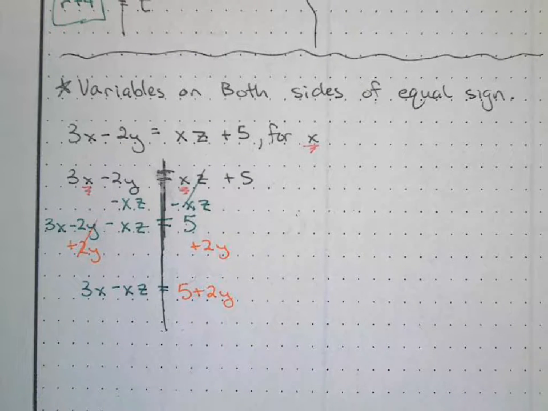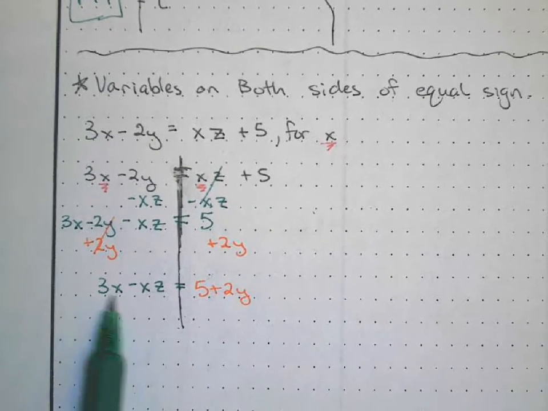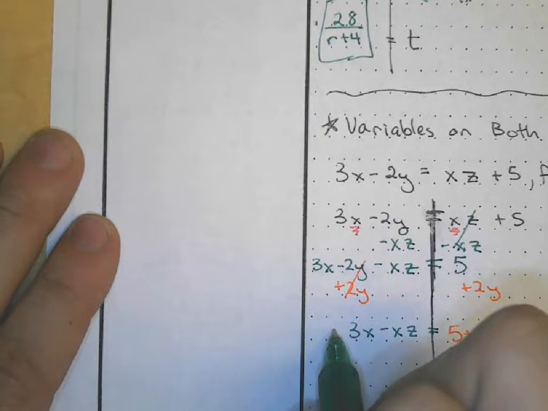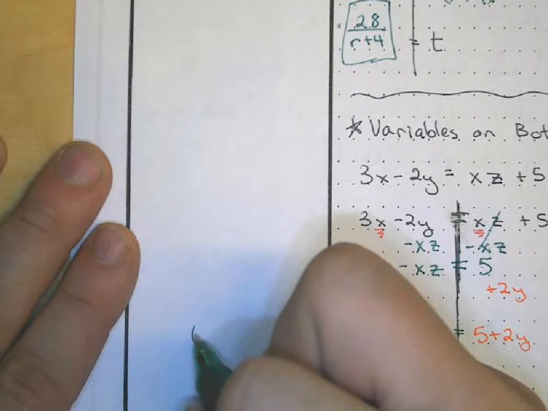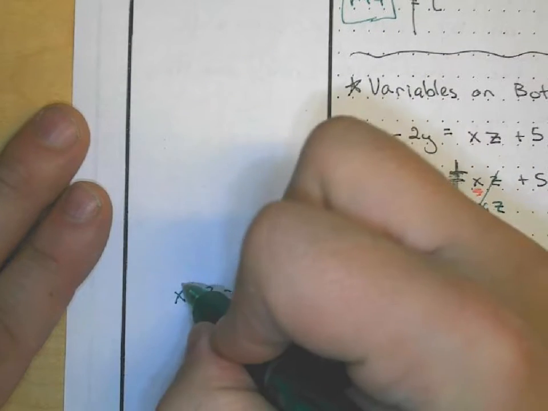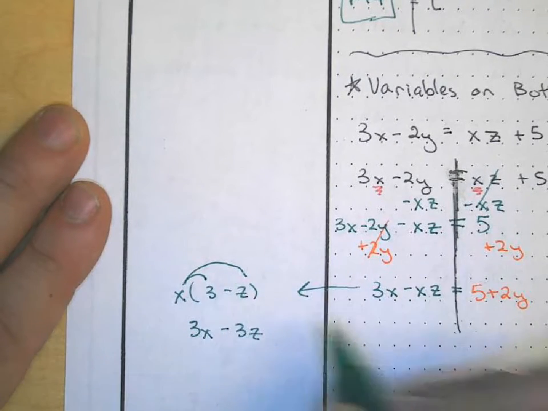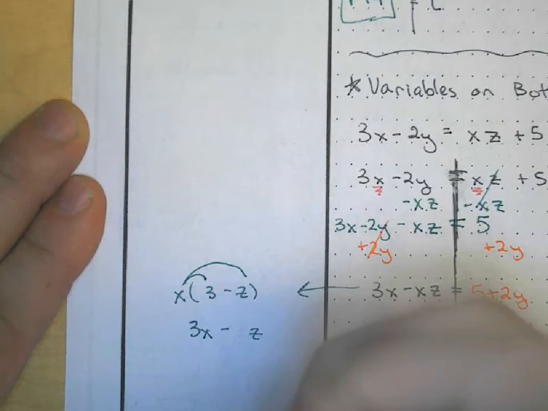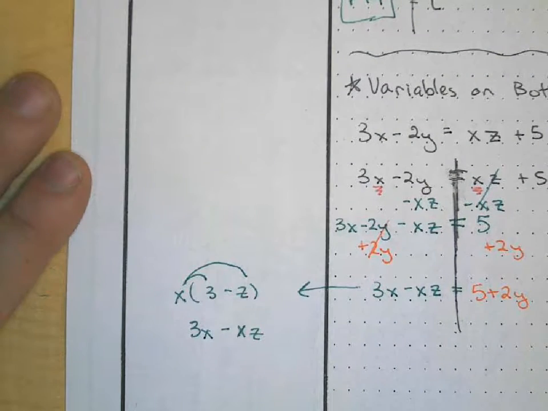Now here's the trick. My problem right now is I have x's attached to both of these. So I want to remind us of our distribution property. So over here, if I had 3 minus z and I had an x on the outside, I could distribute that x in, and I'd have 3x minus xz. I just multiplied the x in.